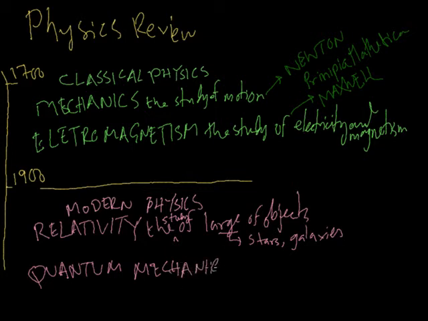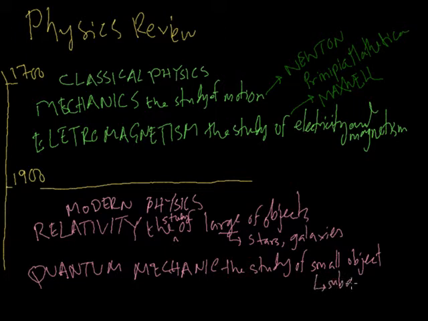Now, quantum mechanics is logically the study of very small objects. It's a misnomer to call it object, but I'm talking about the subatomic level. So we are talking about subatomic particles, particles smaller than the atoms. So the study of subatomic particles is called quantum mechanics. Now it is also called particle physics.